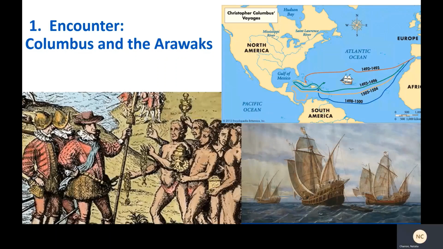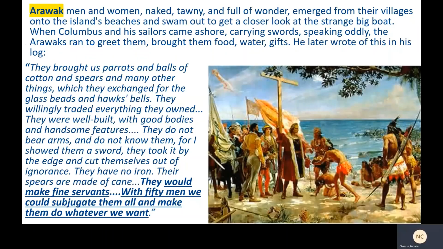So the first section is about the encounter, the very first revolutionary encounter between Christopher Columbus and his crew and the Arawak Indians, the natives who were on the Bahama Islands at the time. Arawak men and women, naked, tawny, and full of wonder, emerged from their villages onto the island's beaches and swam out to get a closer look at the strange big boat. When Columbus and his sailors came ashore carrying swords, speaking oddly, the Arawaks ran to greet them, brought them food, water, gifts. He later wrote of this in his log.